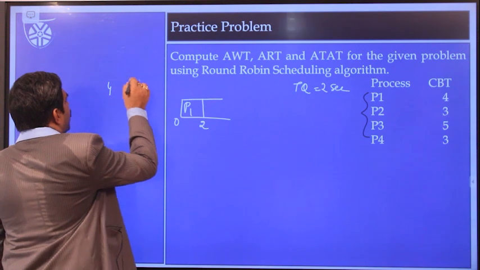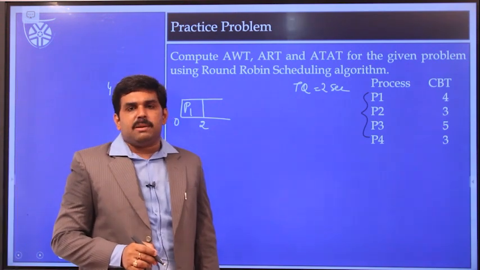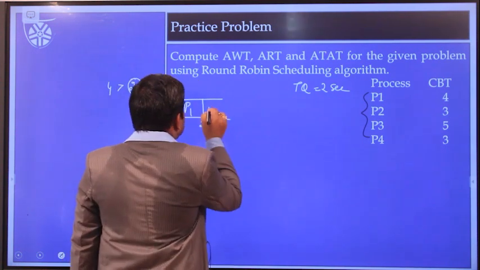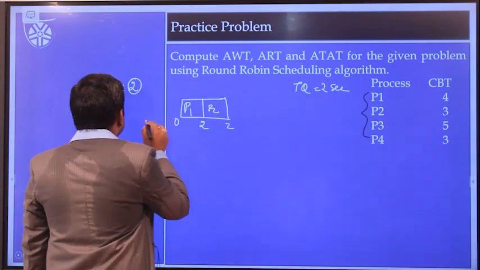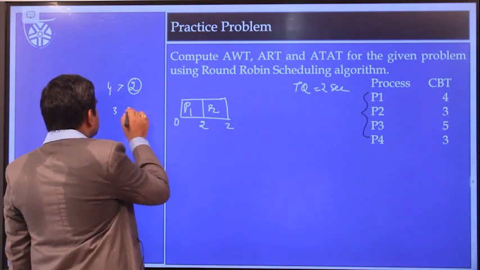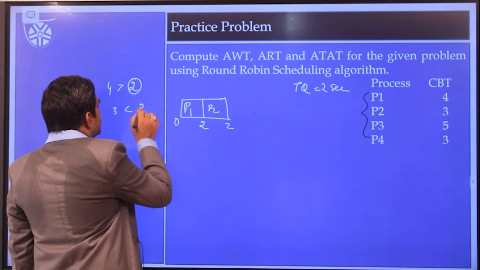Which of them is small? 2 seconds is small. So P1 is going to get the CPU for only 2 seconds. After 2 seconds, immediately the CPU is going to be assigned to P2 for 2 seconds only, because P2 needs the CPU for 3 seconds and the CPU is allocated to process P2 for 2 seconds.